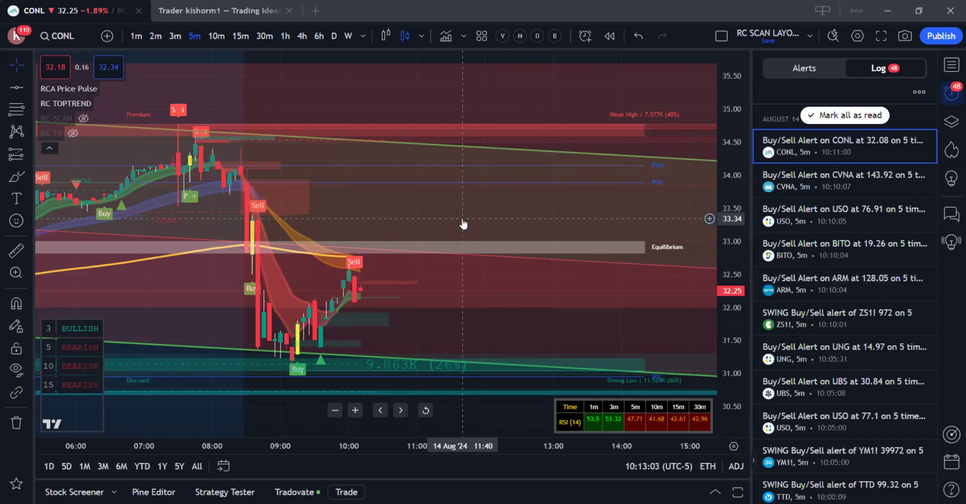Anyway, this is CONL. So it went, touched the swing cloud. We got the sell signal. So this is nearly bearish in all time frames except 3 minutes. This is also nearly bearish in all higher time frames. Maybe very soon this will also become red.